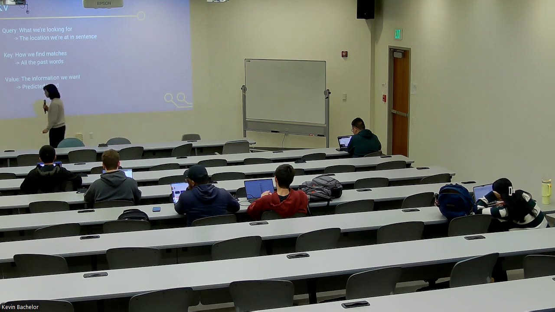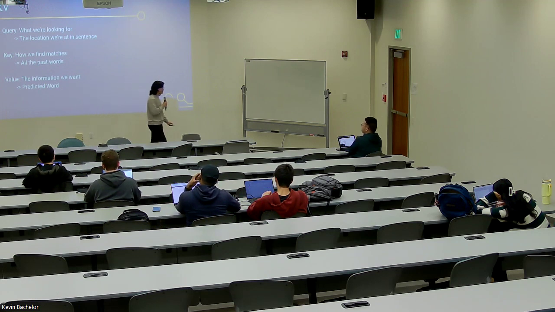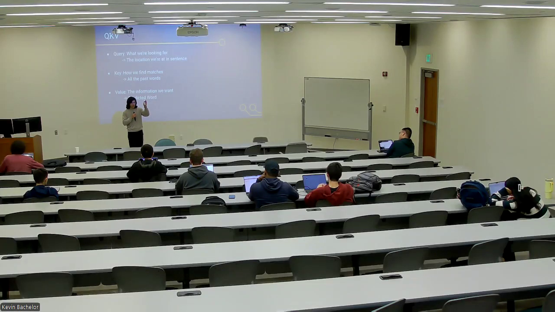A query is what we're looking for, right? And for text data, the query is the location where we're at in the sentence. Next, we have the key. The key in this case would be all of the past words that provide context to what we want to predict, which is the next word. And the value is the information that we want. So the value in this case would be the predicted word. So the query is where we're at, the key is all the past data, and the value is what we're trying to get.